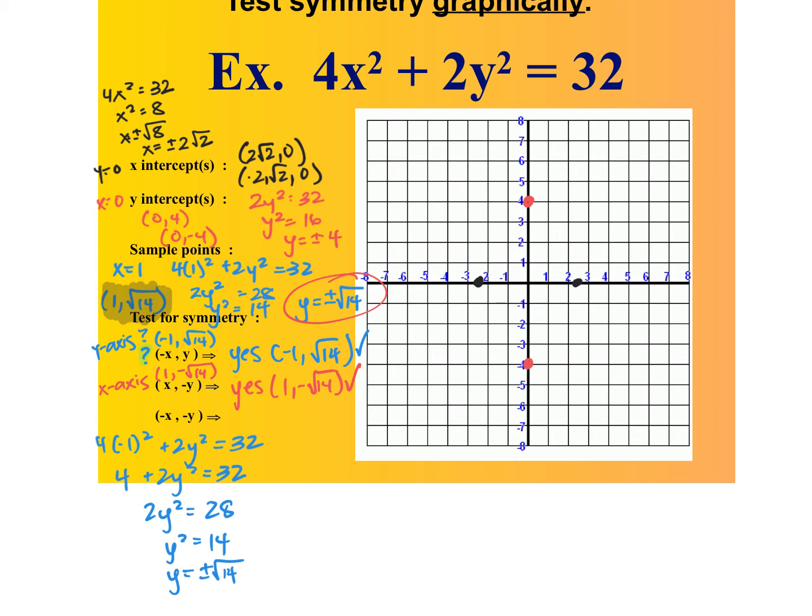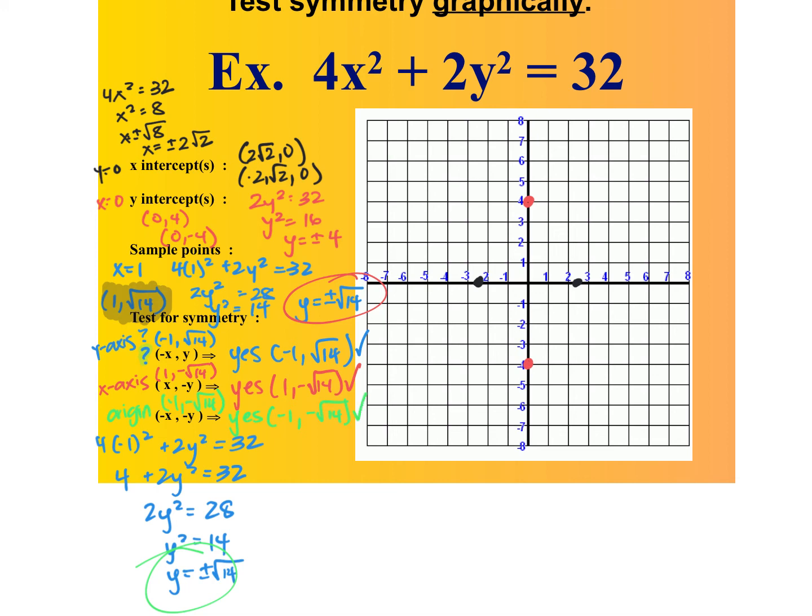Last one is the origin symmetry. We want to know, is (-1, negative square root of 14) on our graph? We know that from our second plugging in. When we plugged in -1, we did get the output of negative square root of 14 as well. So yes, we have origin symmetry as well.